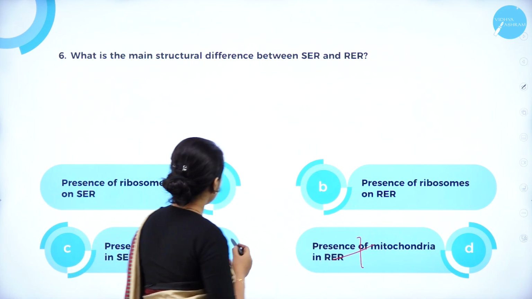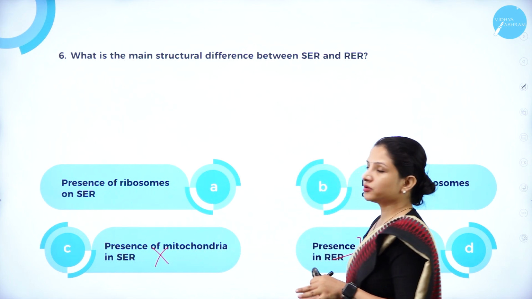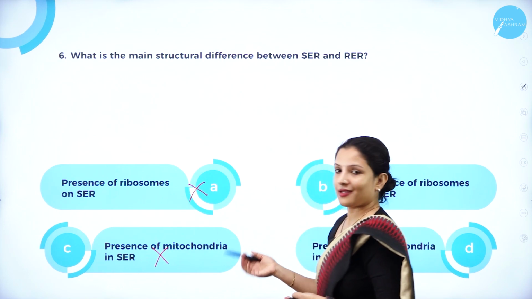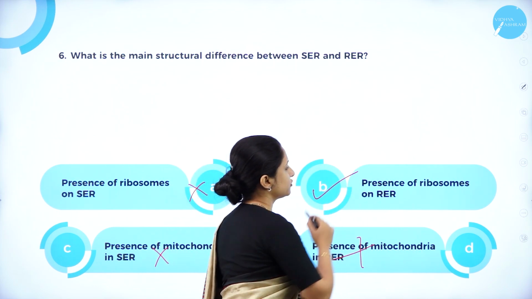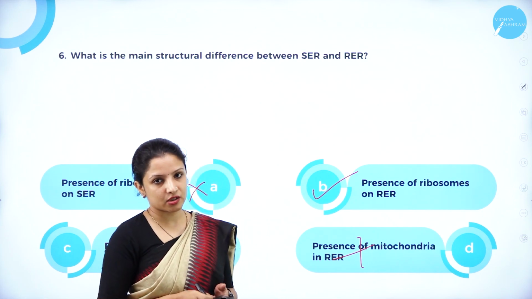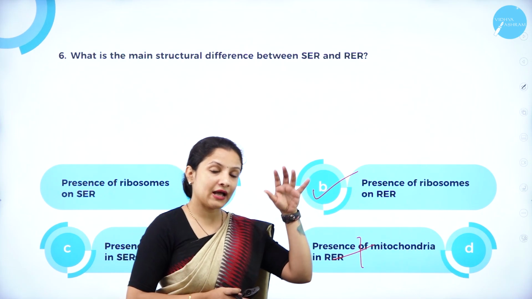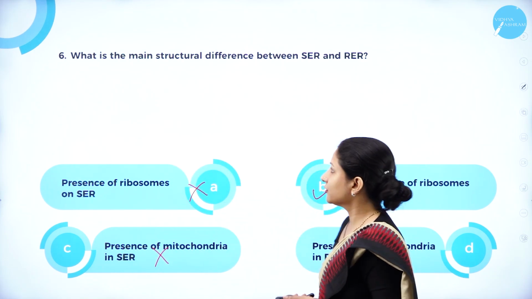We are left with option A and option B. Option A we cannot choose because ribosomes are not there in smooth endoplasmic reticulum. So therefore the answer here is presence of ribosomes on rough endoplasmic reticulum. So that's the major difference, right? Rough endoplasmic reticulum will have ribosomes on it. Smooth endoplasmic reticulum does not have ribosomes on it.